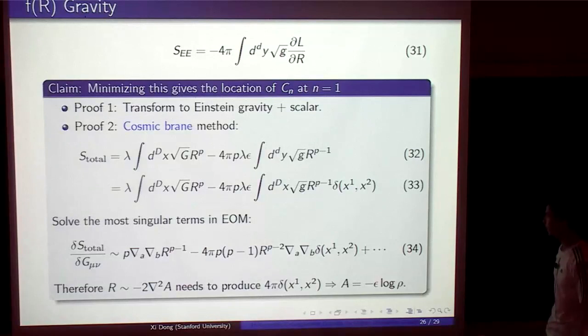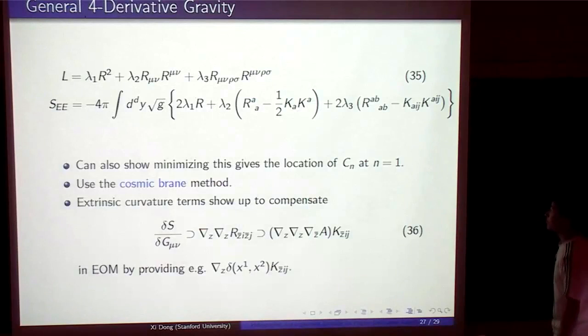For general four-derivative gravity, one can also do this. So this is the Lagrangian, as we saw earlier, and this is the entanglement entropy. We can also show this using the cosmic brane method. Instead of going through the derivation, I will just show how the extrinsic curvature terms come out.